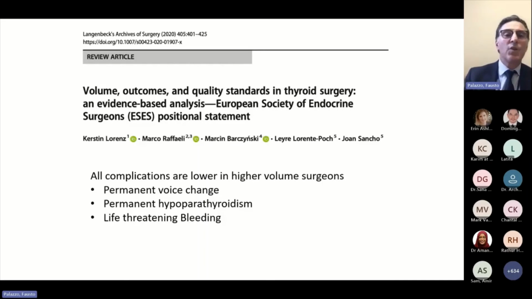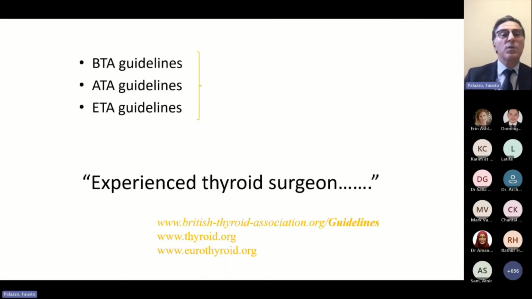And exactly the same work has been done at a European level, European Society of Endocrine Surgeons, looking at all the worldwide data. And it's just a recurrent theme that there's a volume outcome correlation. And as a consequence, all the guidelines say that surgery should be done by an experienced surgeon.